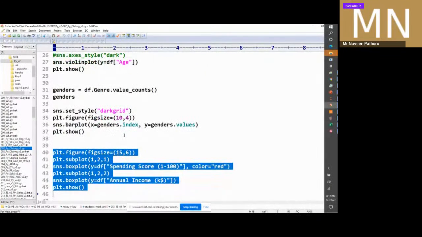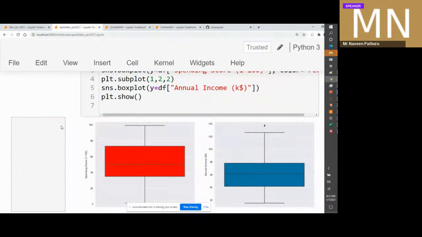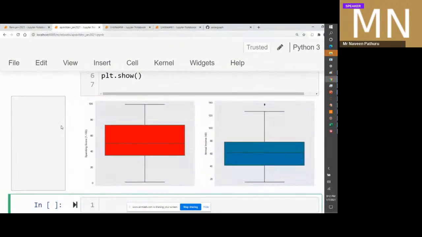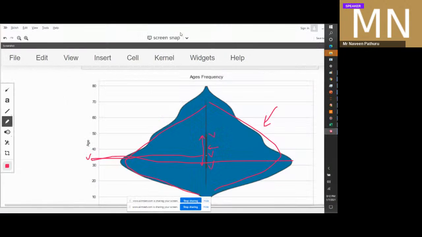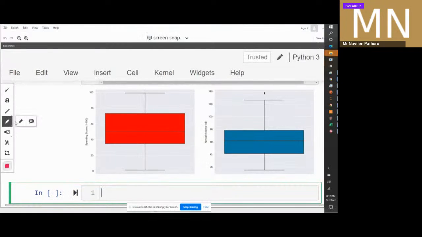Then let's see what we have here. Here is what is called a box plot. One more time: spending score and the annual income. So if we come here, choose this one. Take a look at this. The mid one is the median, the second quartile. That's about, spending score is 50.